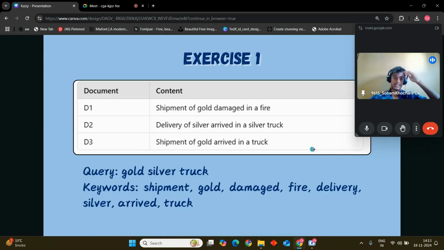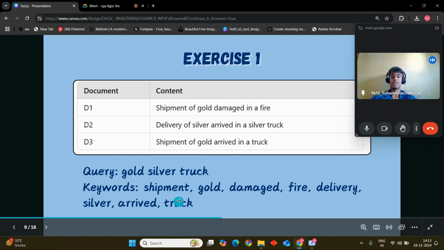So moving on with an example. Here we have three documents. Document one is shipment of gold damaged in a fire. Document two is delivery of silver arrived in a silver truck. Document three is shipment of gold arrived in a truck. And the query is gold silver truck. So we first extract all the keywords, which are shipment, gold, damage, fire, delivery, silver, arrive, truck.